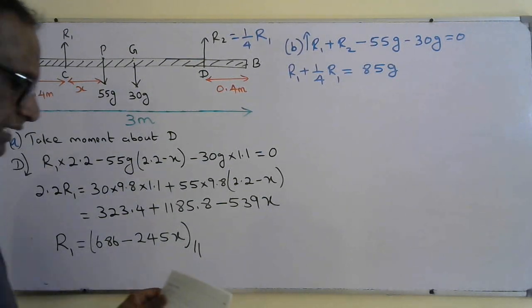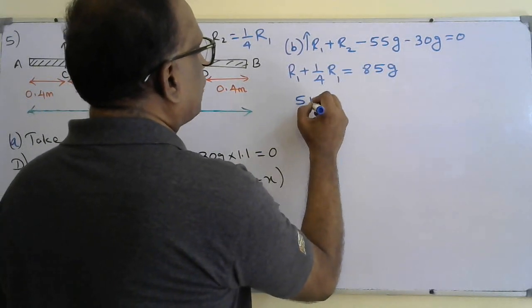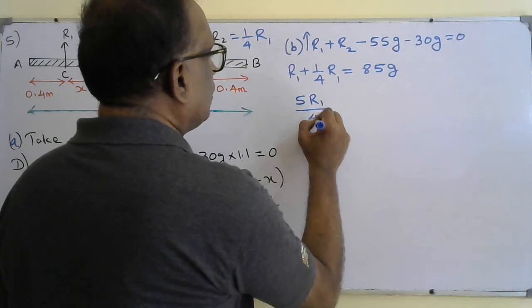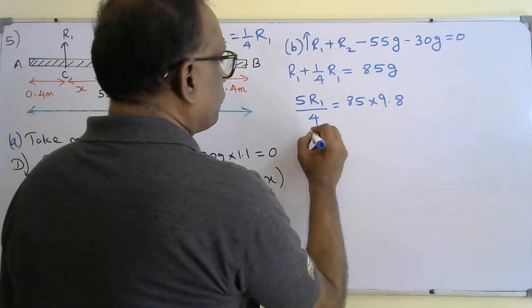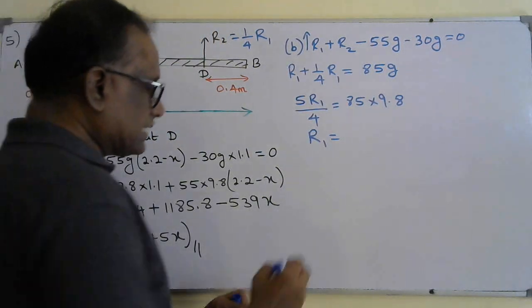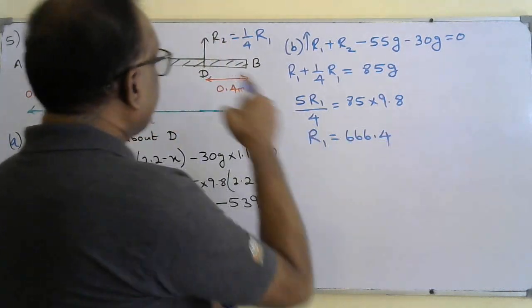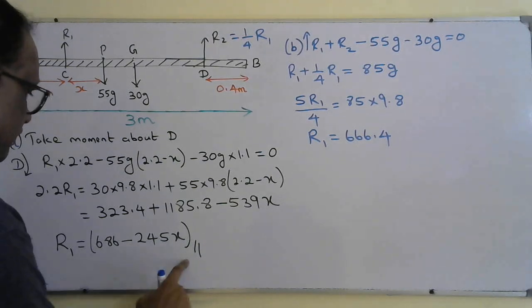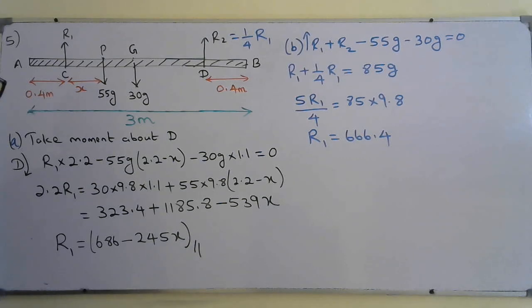So 5 R1 over 4 is equal to 85 into 9.8. Find the R1, solve it. You know everything. You will get R1 is 666.4. If I find R2, then problem because I don't have any expression for R2. Now I know the R1. Substitute the R1 here, find the x.